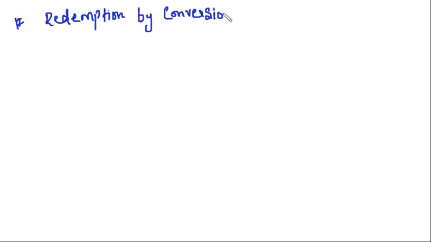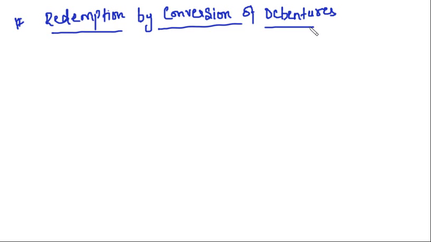Now we are going to discuss the fourth and the last method, that is redemption by conversion of debentures. Right? Now, what is this redemption by conversion of debentures?